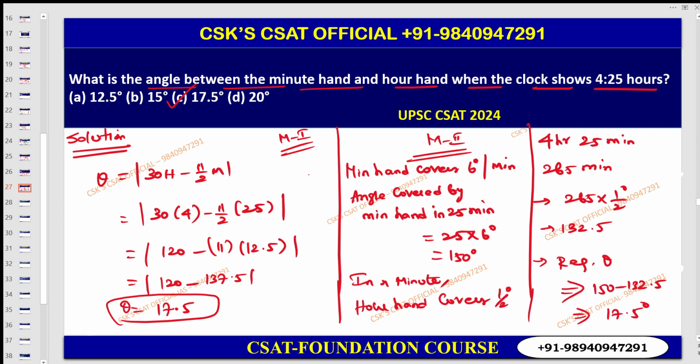Any method you can apply. If you remember the formula, it's a simple 30h − 11/2 m, and you can directly get it. Understood? Shall I move to the next? Fine, so let me move on to the next.